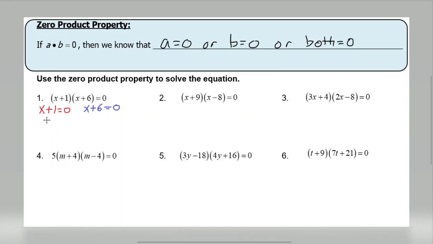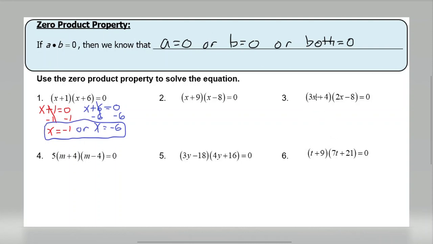So this is x + 1. I'm going to subtract 1 to get rid of that and leave me with x. And 0 minus 1 is -1. And I can do the same thing to this other binomial that I pulled out: x + 6 = 0. So I can subtract 6 to get rid of that 6 and leave me with x, and do the same thing to the other side of the equal sign. 0 minus 6 is -6. So I know my answers are x = -1 or x = -6.